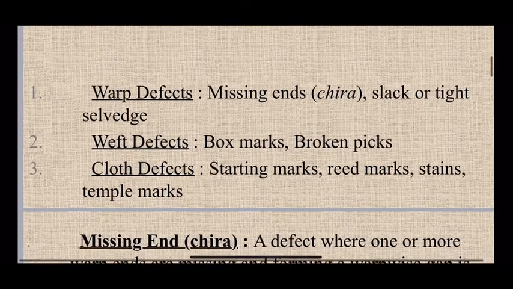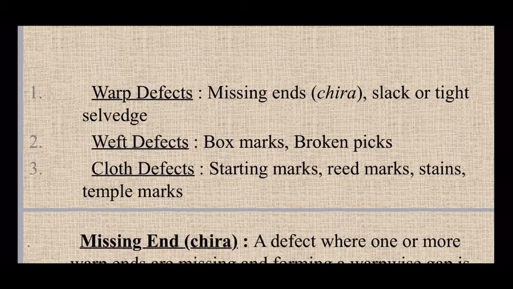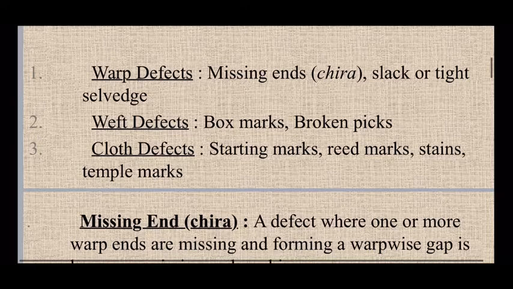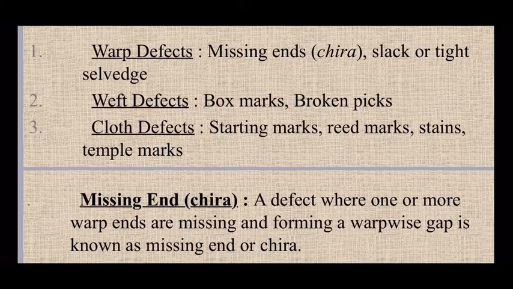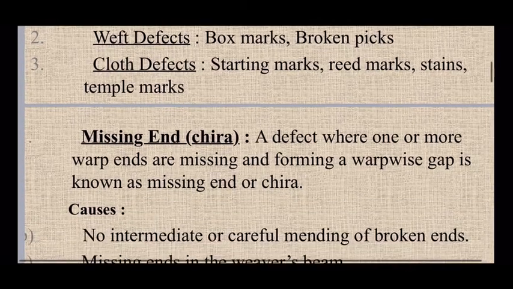First we are taking warp defects. In warp defects we will cover missing ends, which are commonly known as chira, and slack or tight selvages. In weft defects we will cover box marks and broken picks. In cloth defects we will cover starting marks, reed marks, stains and temple marks. These defects are very important for a textile chemistry student, so we will take all these defects one by one.